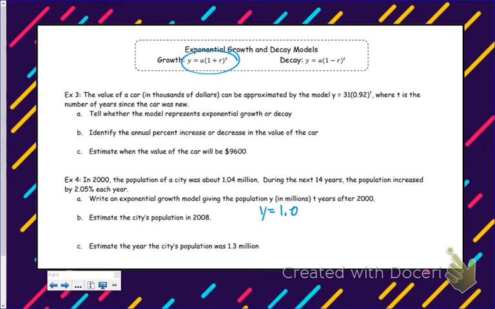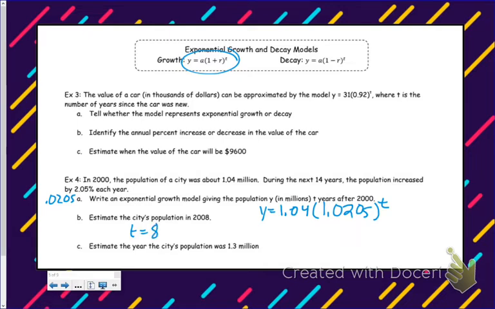So this is going to be 1.04 is my starting amount, and then it's going to be 1 plus that rate. 2.05% as a decimal is 0.0205. Add 1 to that, so it's 1.0205 to the t. If I want to estimate the city's population in 2008, because it says that time is the number of years after 2000, then the time that I'm going to plug in is 8. Plug that in and get your value.